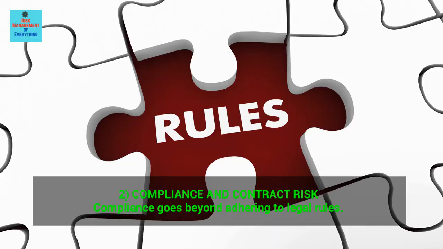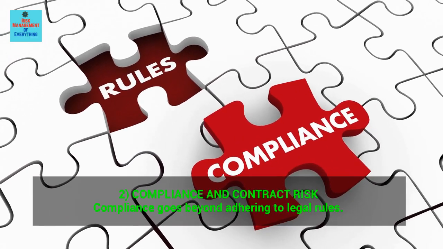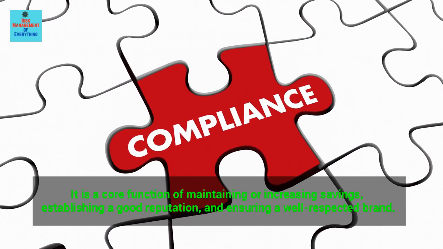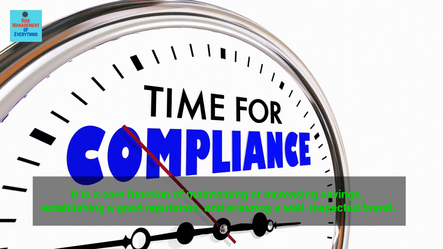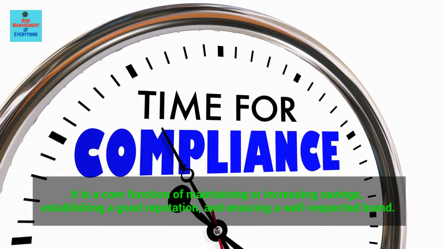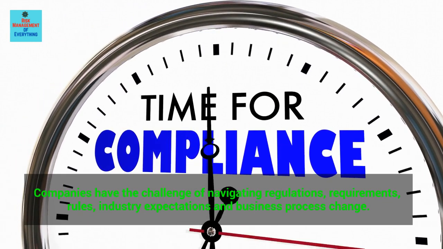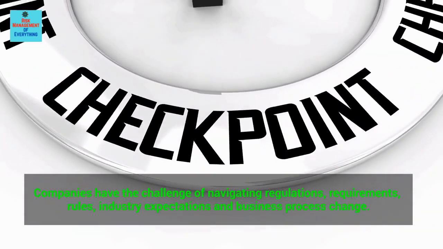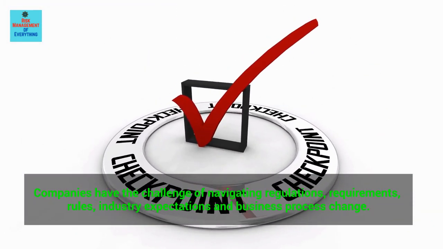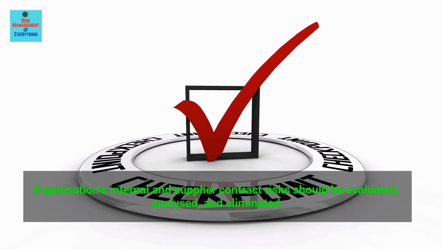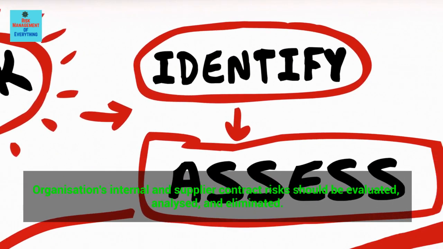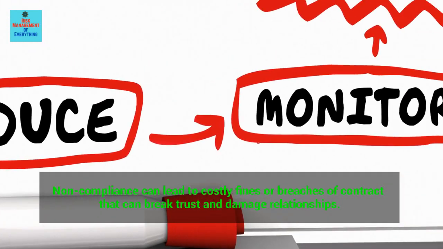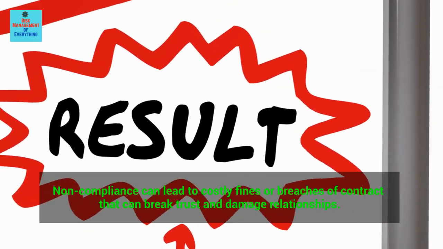2. Compliance and contract risk. Compliance goes beyond adhering to legal rules. It is a core function of maintaining or increasing savings, establishing a good reputation, and ensuring a well-respected brand. Companies have the challenge of navigating regulations, requirements, rules, industry expectations and business process change. Organizations' internal and supplier contract risks should be evaluated, analyzed, and eliminated. Non-compliance can lead to costly fines or breaches of contract that can break trust and damage relationships.